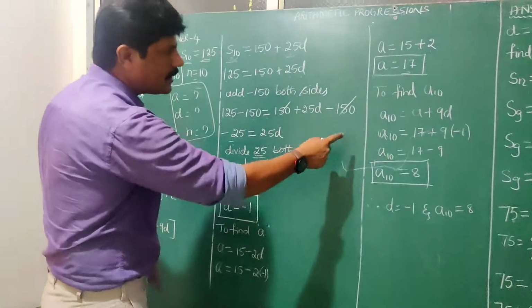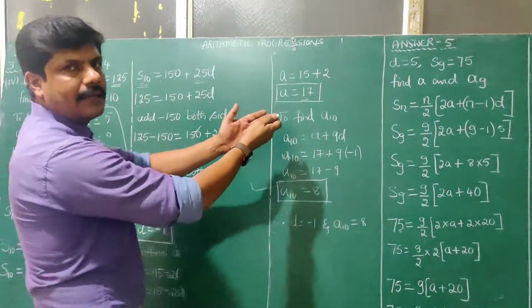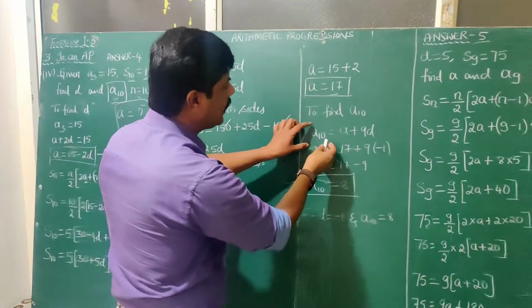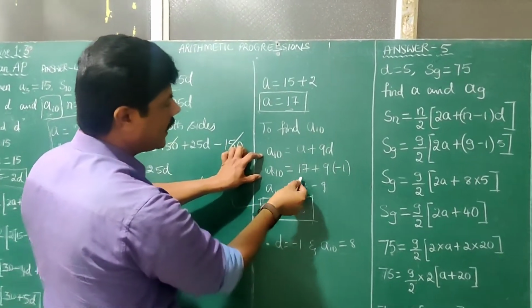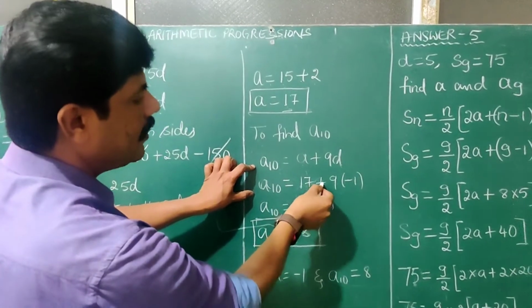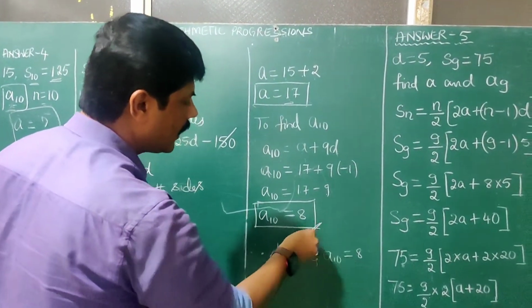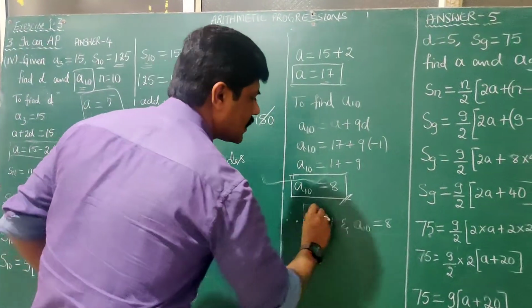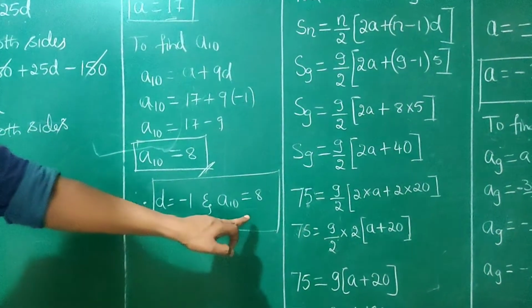We got A is equal to 17 after all the operations. Once you get A is equal to 17 and D is equal to minus 1, then you can substitute directly in A10. A10 is nothing but A plus 9D, so A10 is equal to A, which is 17, plus 9 into minus 1. After doing all this operation, A10 is equal to 8. Thus, we have got what is asked: D is equal to minus 1 and A10 is equal to 8.